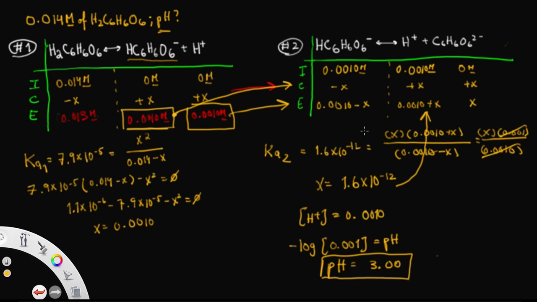And the reason why I don't have to add this H plus concentration to this is because this ice table has already taken into account the initial concentrations that were found in this dissociation. So this second dissociation will yield all the H plus ions we have in our beaker at the end of the whole reaction. So our pH would be 3.00.